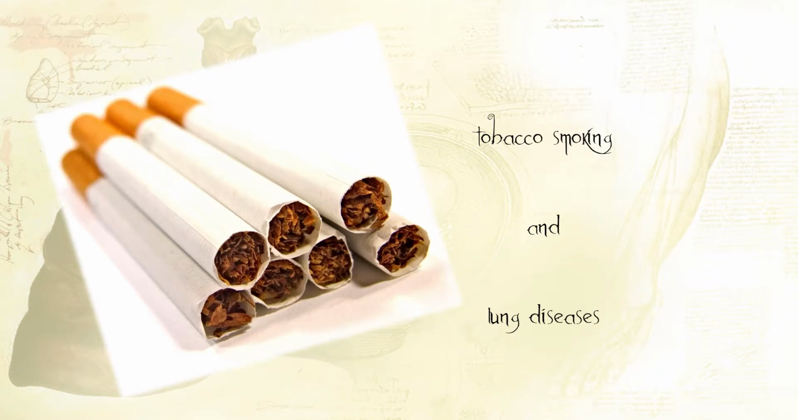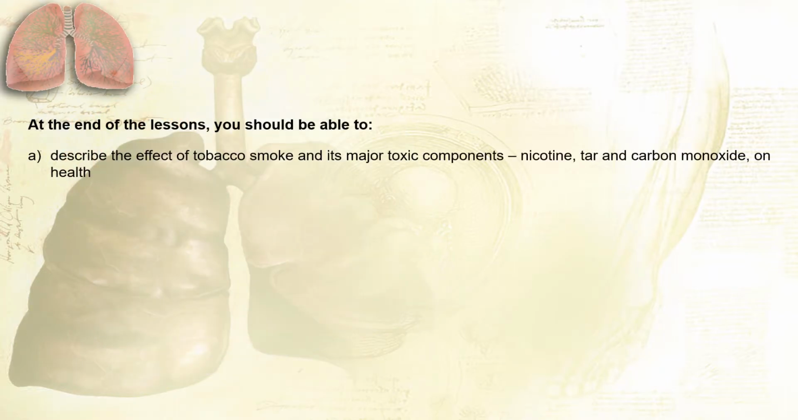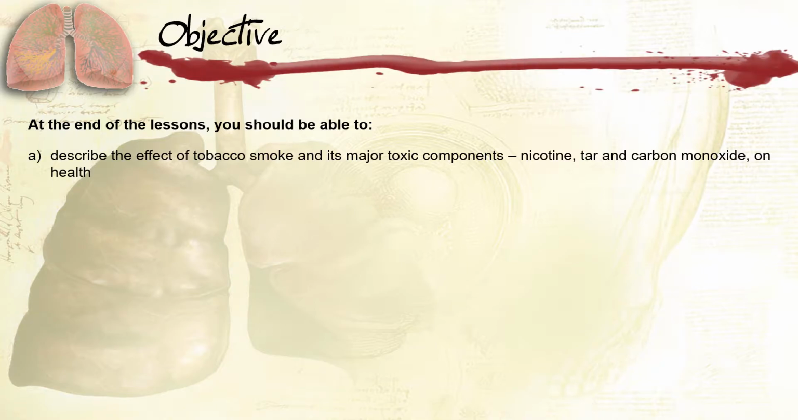In the last video on respiration, we are going to learn the effect of tobacco smoking, which is another way of saying cigarette smoking, on lung diseases. The main objective of this lesson is to allow you to describe the effect of tobacco smoking and its major toxic components, nicotine, tar, and carbon monoxide, on our health.